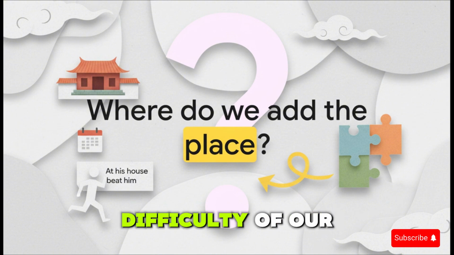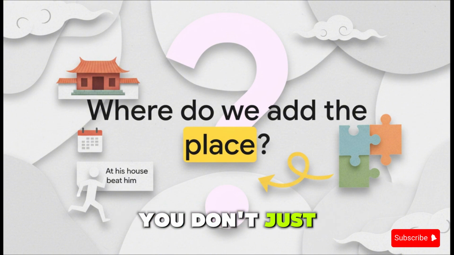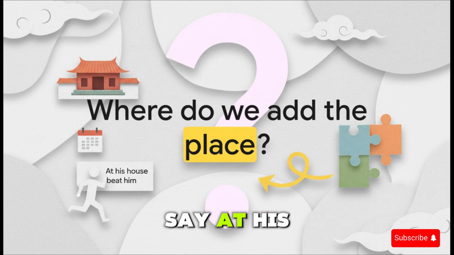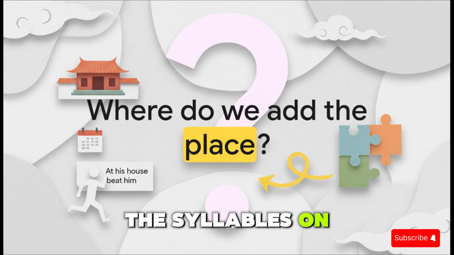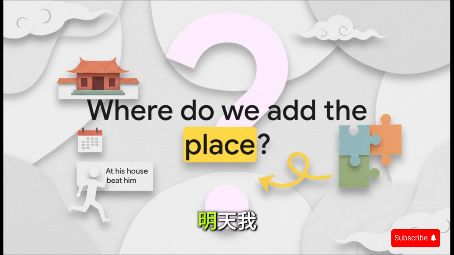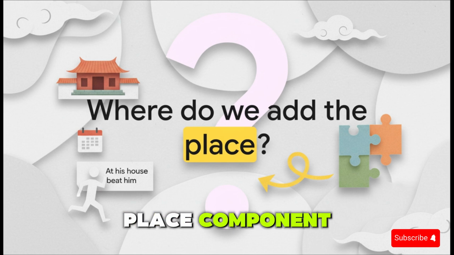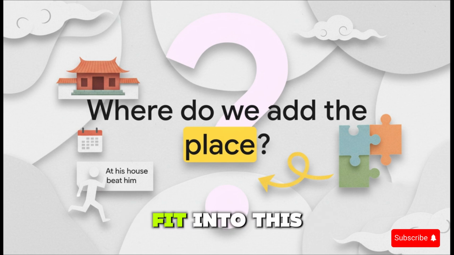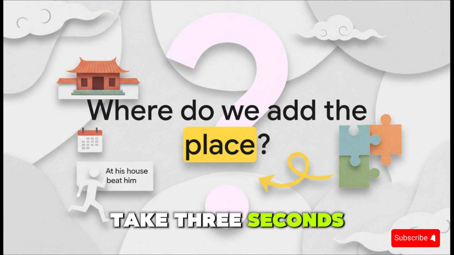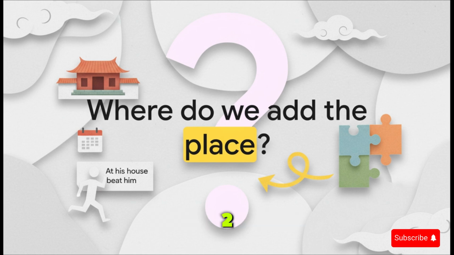Let's escalate the difficulty of our game just a bit. You don't just act randomly, you gotta plan the exact location. We want to say, at his house, which is 在他家. Listen to the syllables on that. 在他家. We already have 明天我会打他. Where does the place component, 在他家, fit into this puzzle, keeping our golden rule in mind? Take 3 seconds to lock in your guess. 3, 2, 1. Got it?